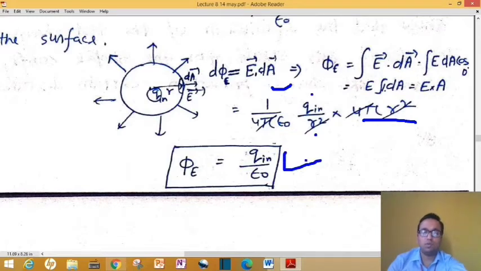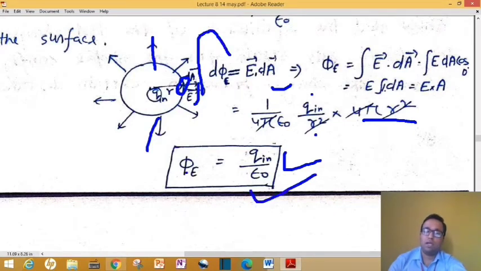So this is our Gauss law: the electric flux from this smaller area we have calculated, and from the whole surface it will be how much? The integration of this d phi E, and the integration of this d phi E is phi E, and that comes out to be Q in upon epsilon naught.